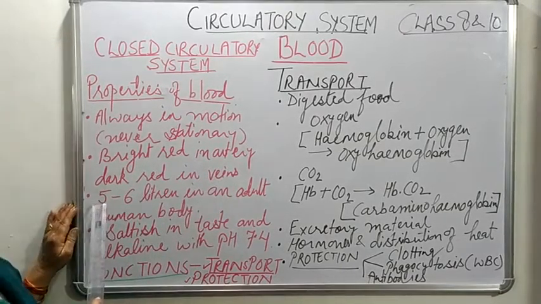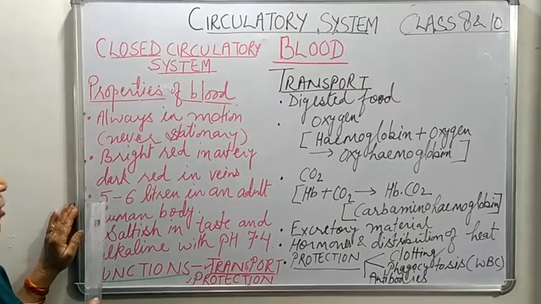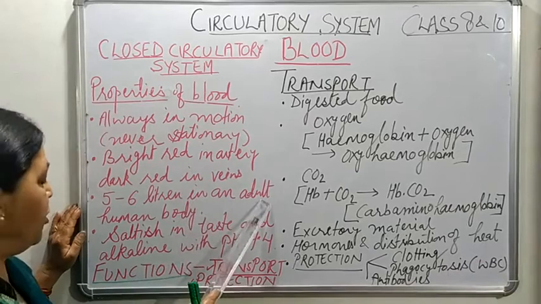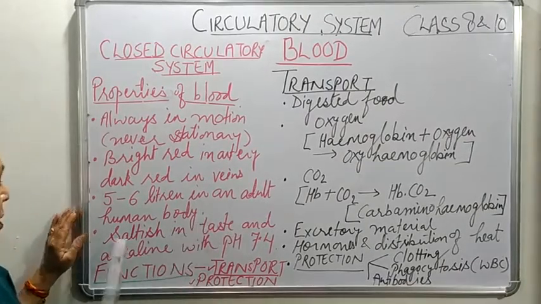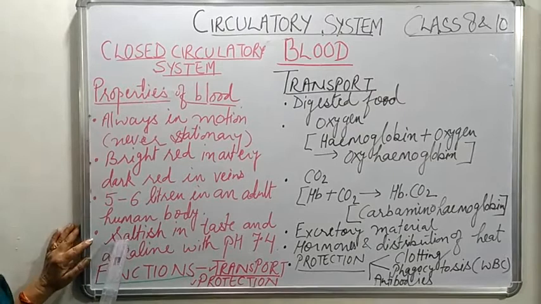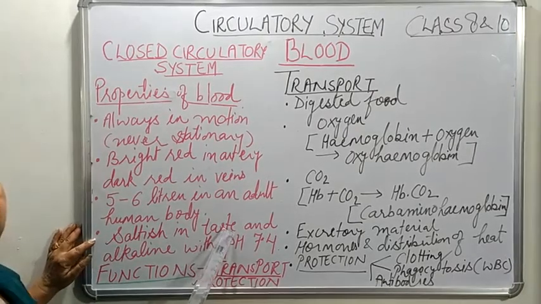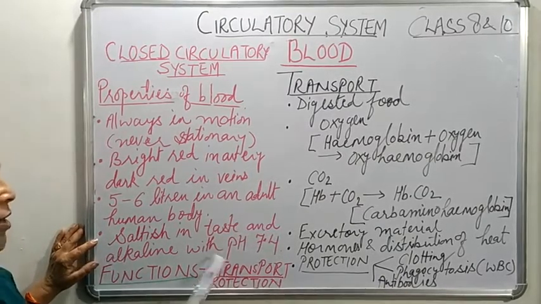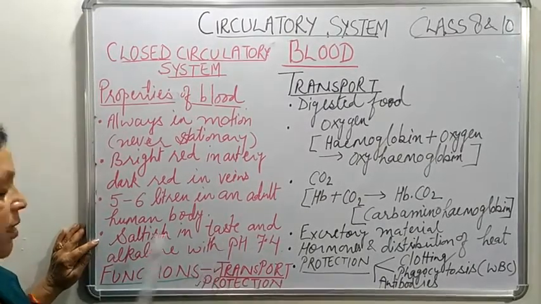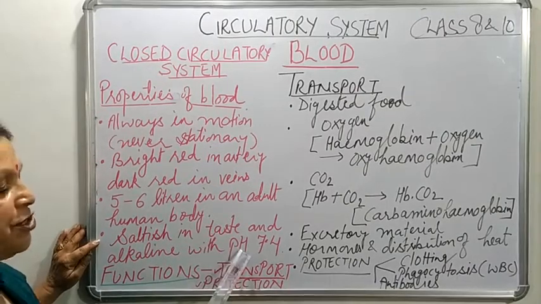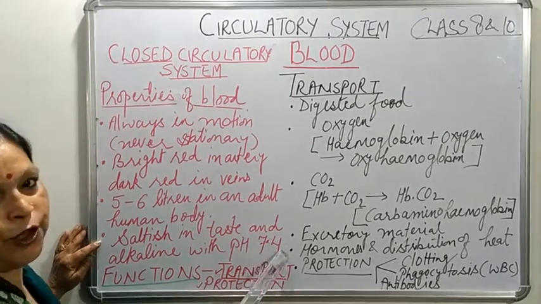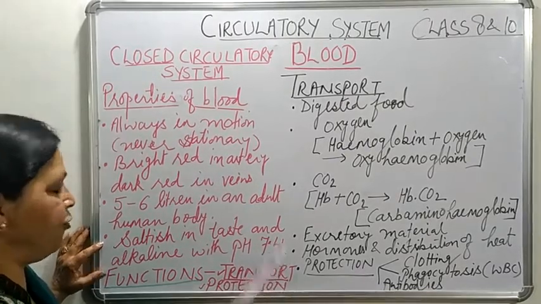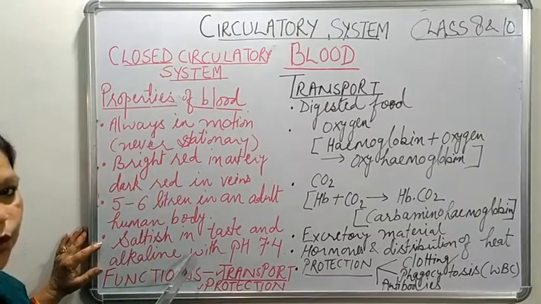Third is the volume. How much blood is present? There are 5 to 6 liters of blood in an adult human body. Next property is taste. It is saltish in taste because of many salts present in it, and alkaline in nature. Chemically it is alkaline because its pH is about 7.4. You all know pH 7 is neutral. It is slightly alkaline, 7.4. So these are all the properties of blood.